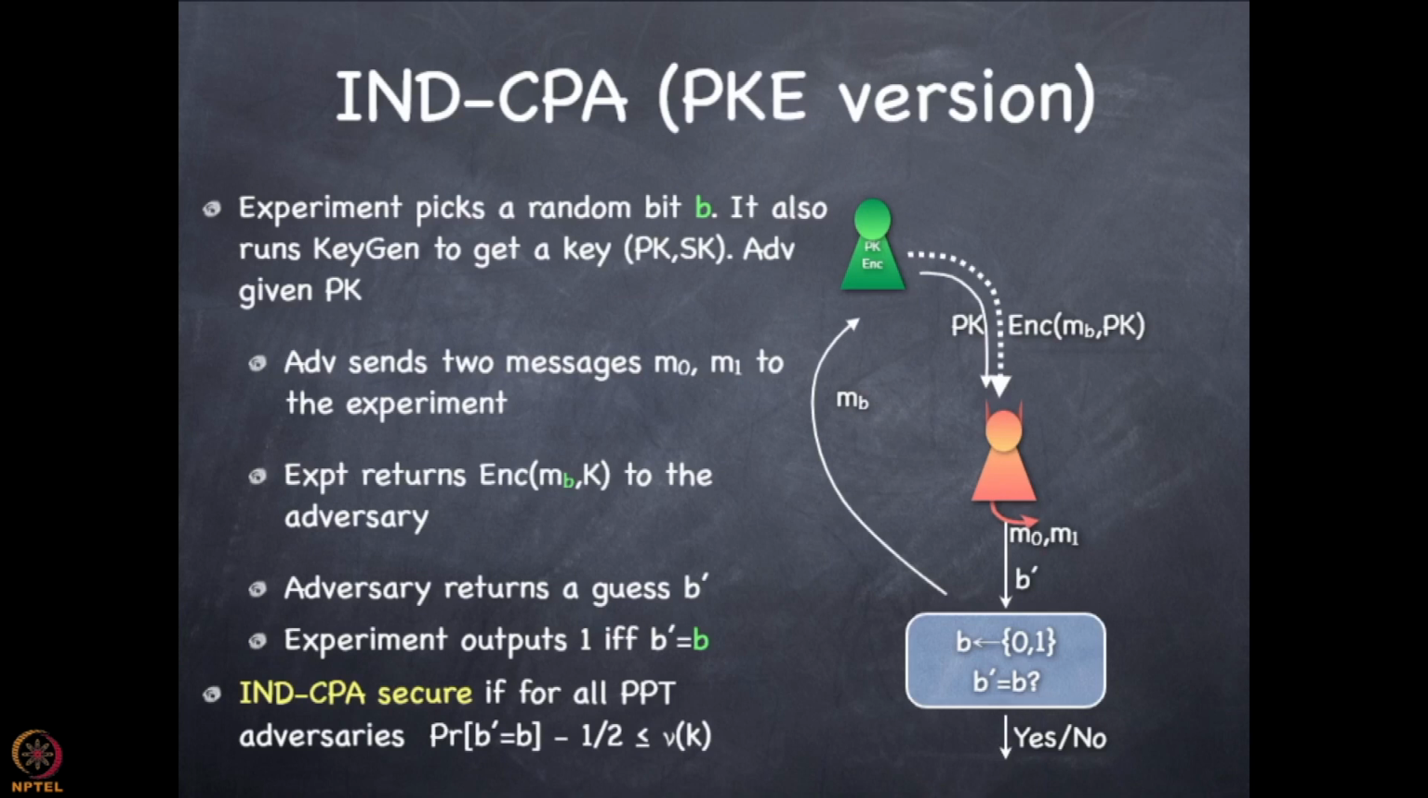Okay, so that's the definition. Any questions on the definition? Okay, it looks very similar to the symmetric key encryption situation. The adversary can get one of two messages encrypted, and has to guess which one was encrypted. And again, a deterministic encryption wouldn't have worked.